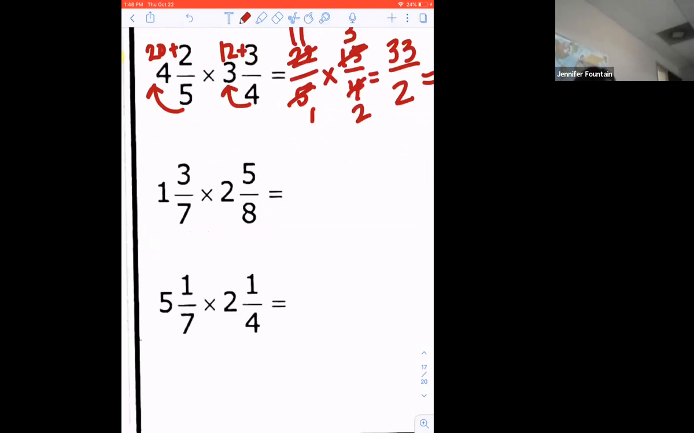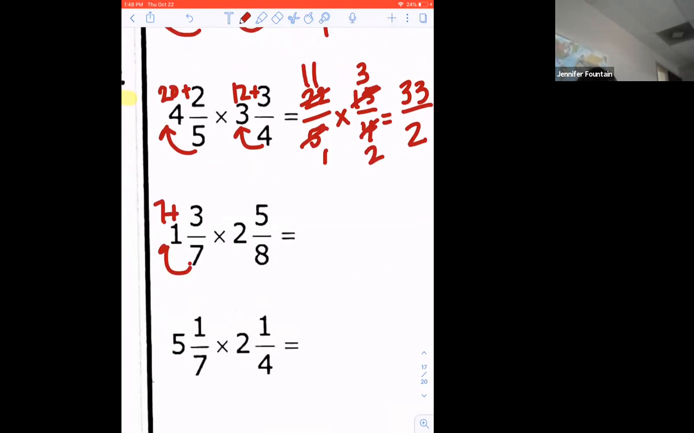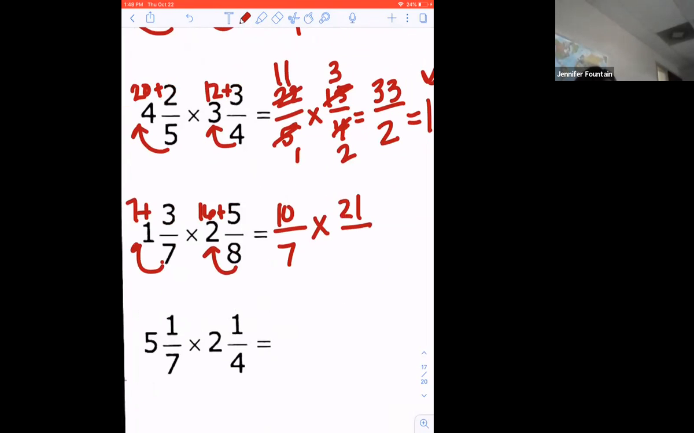All right, 1 3/7 times 2 5/8. 7 times 1 is 7, and 7 plus 3 is 10. So I have 10 over 7 times 8 times 2 is 16, and 16 plus 5 is 21 over 8. What can I simplify here?